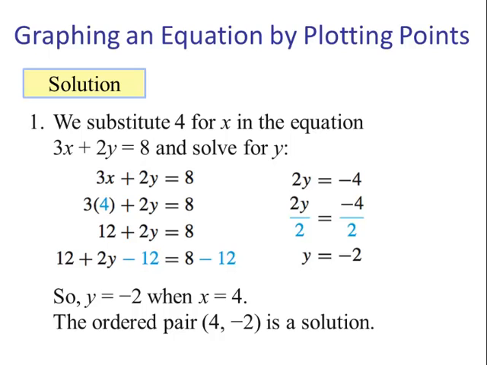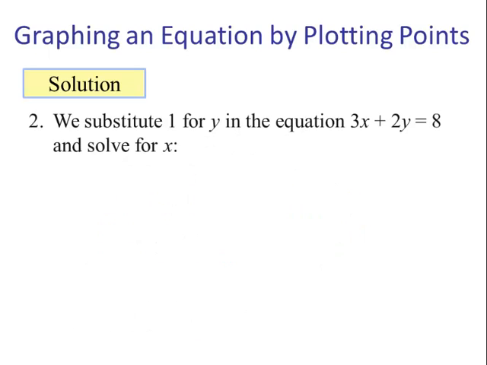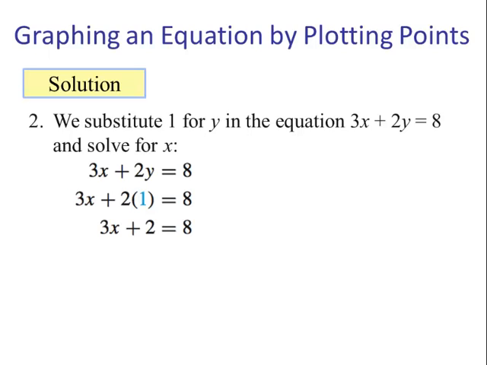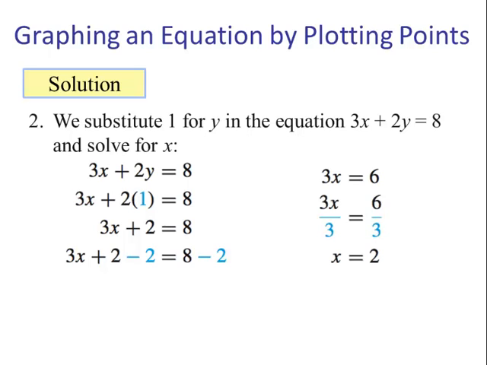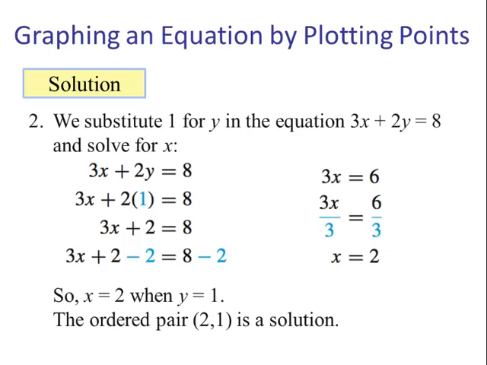There's our first point. Next, we're going to substitute 1 for y and solve for x. So we start off with the original equation. Everywhere we see a y, we substitute 1. This gives us 3x plus 2 equals 8. Subtract 2 from both sides. We're left with 3x equals 6. Divide by 3, and we see that x is 2. So the ordered pair (2, 1) is a solution. This is our second point.